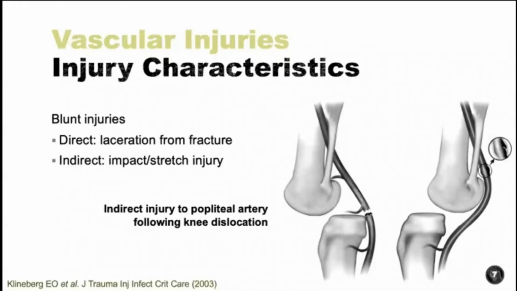Whereas when you have an anterior dislocation, where the proximal tibia is displaced anteriorly, you're more likely to have a stretch injury. Because of the close proximity between the popliteal vessel and the adductor hiatus, it's very closely tethered there. So when the tibia pulls anteriorly, you may have a stretch injury that can cause an intimal tear, for example, as opposed to a direct transection.